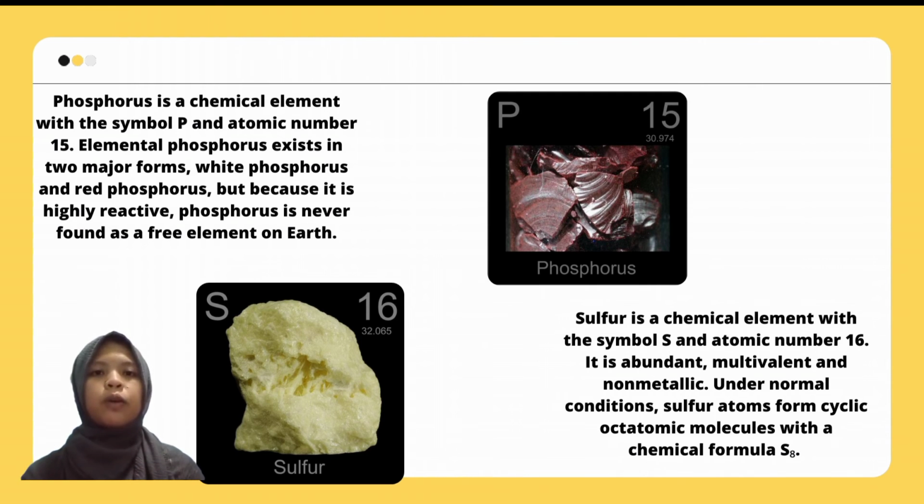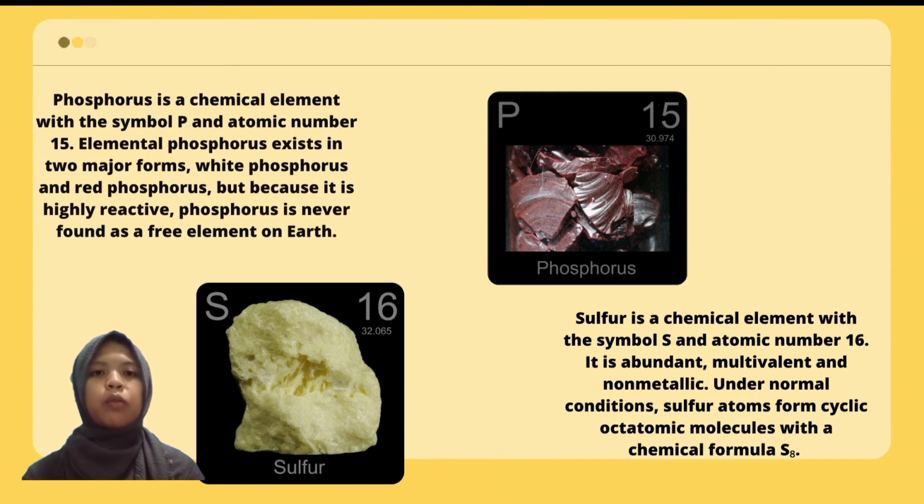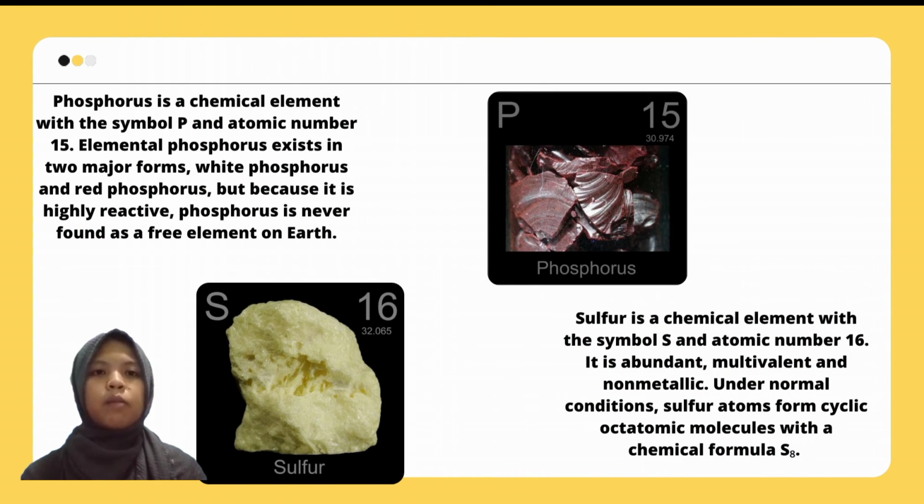And the next is sulfur. Sulfur is a chemical element with the symbol S and atomic number 16. It is abundant, multivalent, and non-metallic. Under normal conditions, sulfur atoms form cyclic octatomic molecules with a chemical formula S8.